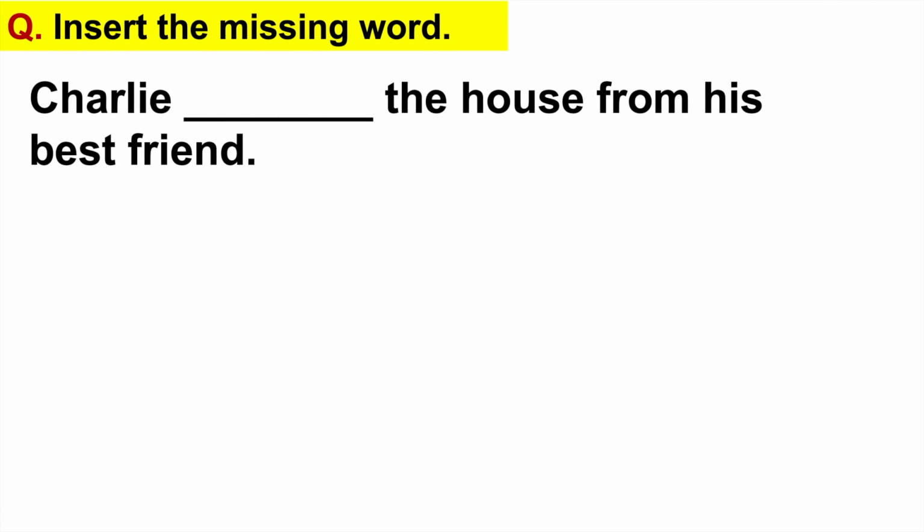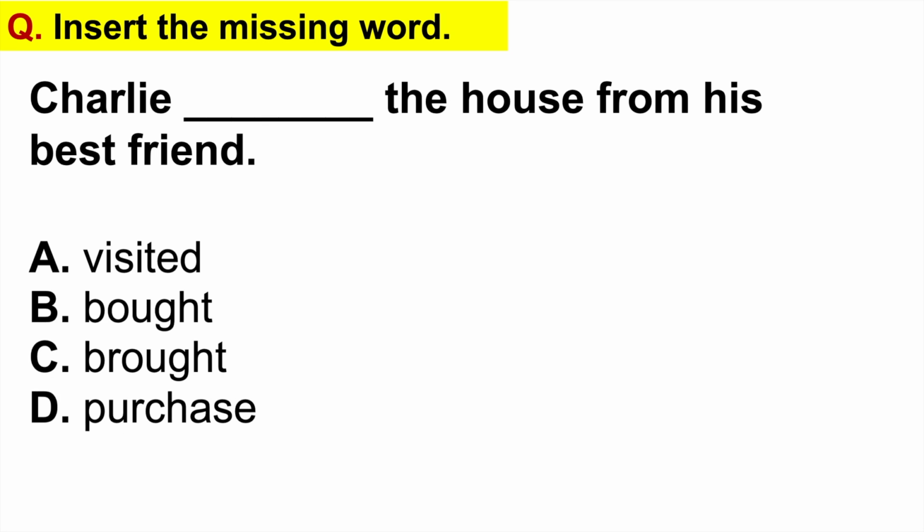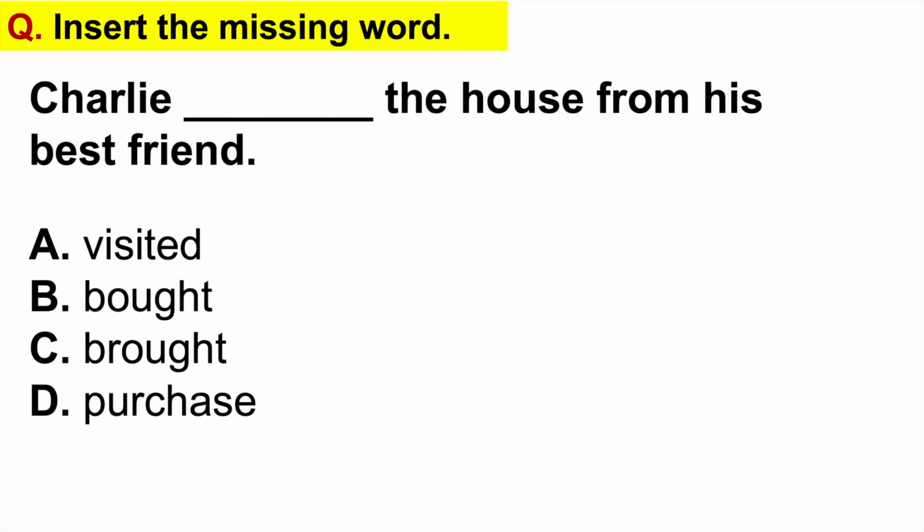Insert the missing word. Charlie blank the house from his best friend. Is it A, B, C or D? Well, the correct word that we need to insert is bought. Charlie bought the house from his best friend. It is not Charlie visited the house from his best friend, or Charlie brought the house from his best friend, or purchase. It's none of those, it's B.